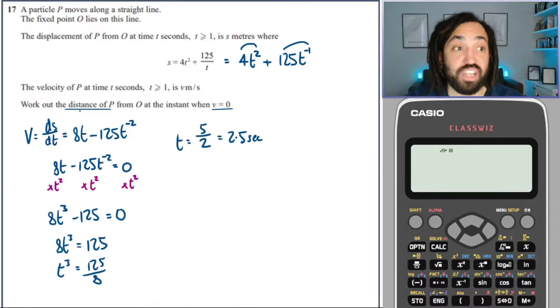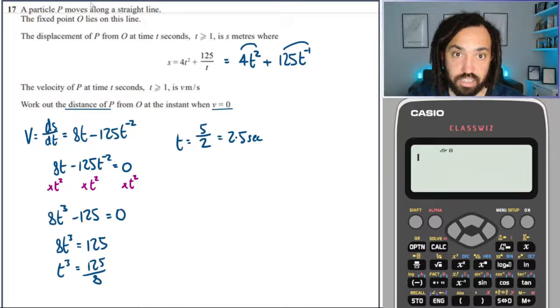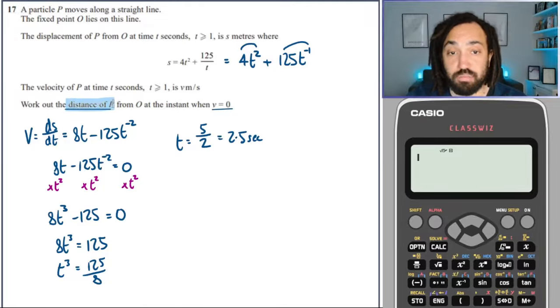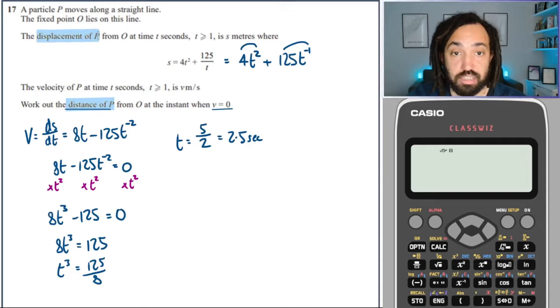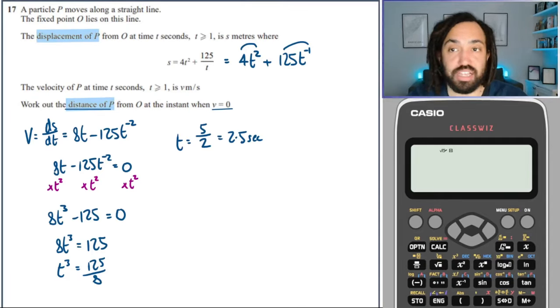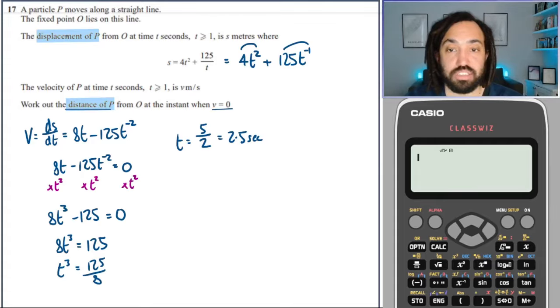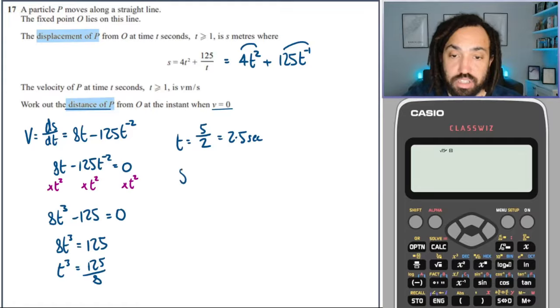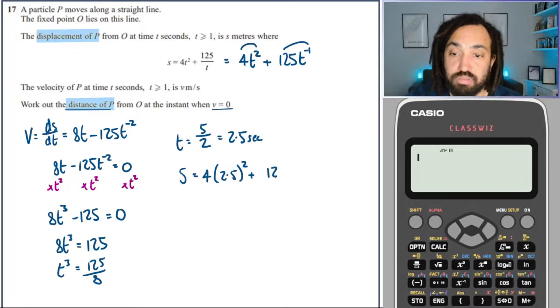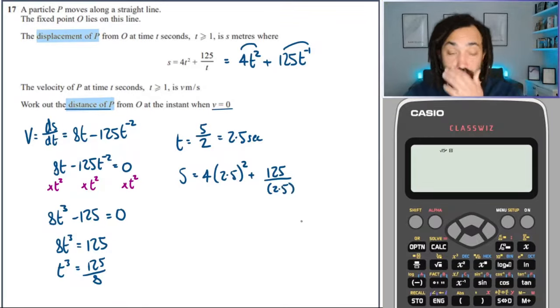Okay, but it does say find the distance. Now, it's slightly confusing, and if you were to do A-level, or even if you do physics perhaps, we talk about distance and displacement. But I think for IGCSE, essentially they're the same. So when it's asking for the distance of P from O, it's asking you to find the displacement. So we're going to substitute into the displacement formula the time which we just found, which was 2.5 seconds. So I'm just rewriting this displacement formula, but instead of writing t, I'll write 2.5.